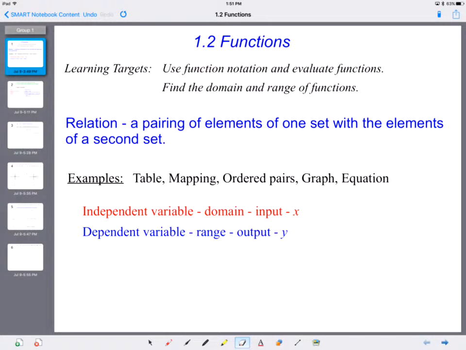Welcome to section 1.2, functions. We're going to be looking at function notation and evaluating functions. We're going to find the domain and range of functions as well. First thing, what is a relation?